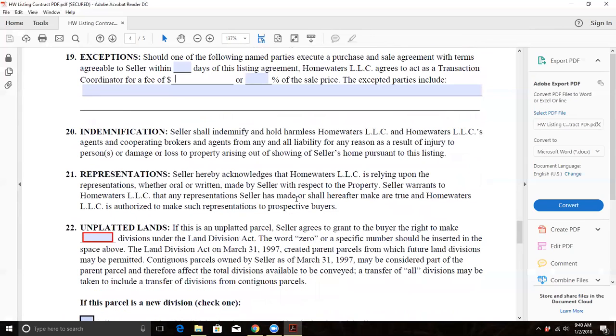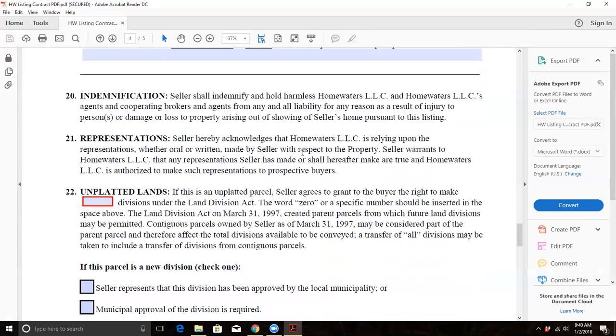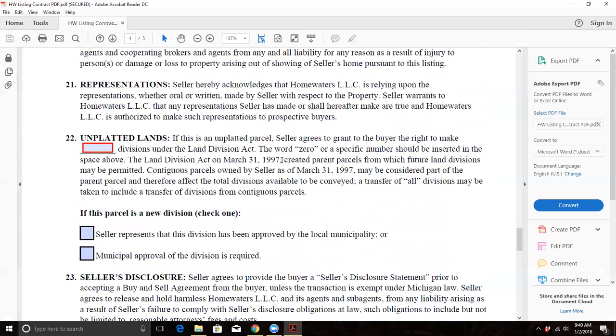Okay. Hold harmless clause basically for us. So hereby acknowledges Homewaters LLC is relying on representations, oral or written, made by the seller. This is standard language. I do like this too. This is where you get the opportunity to talk to your seller about this land division stuff. If they have a larger holding and they're only selling a portion of it, you'll want to have that conversation with them here.